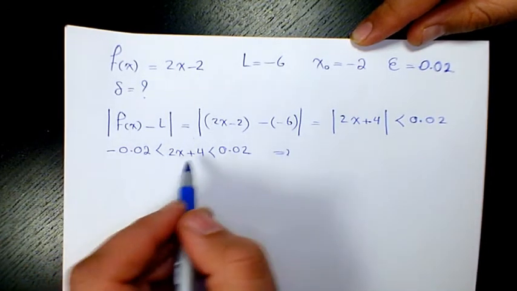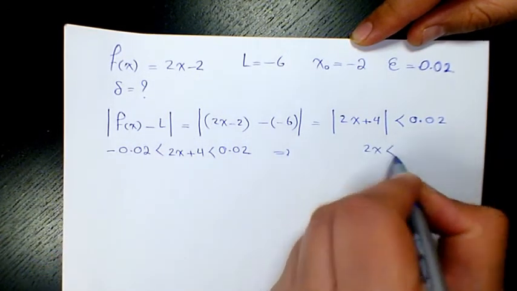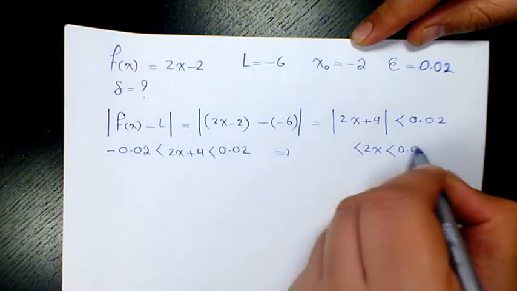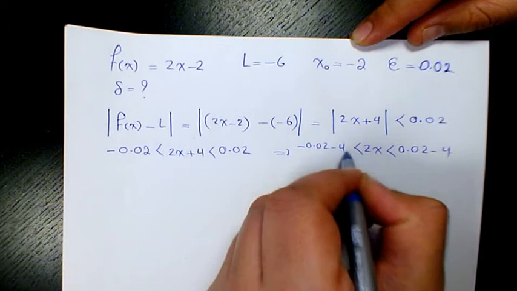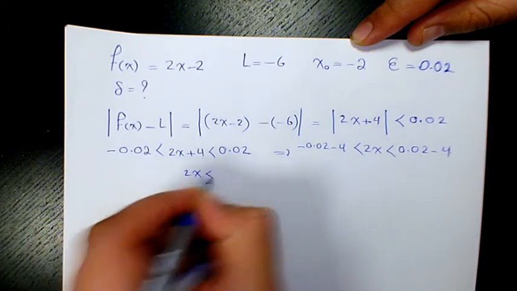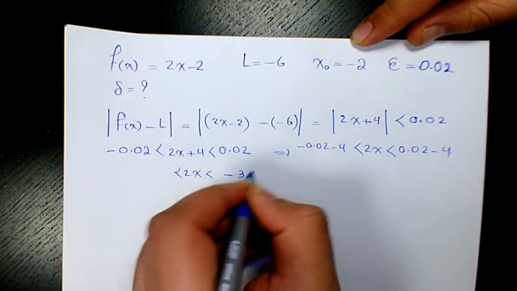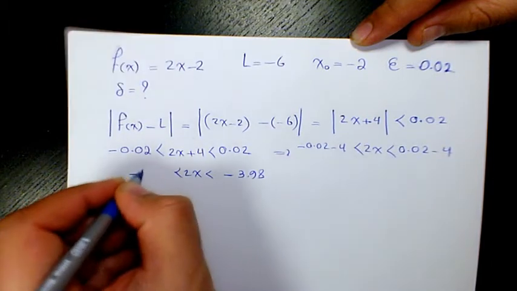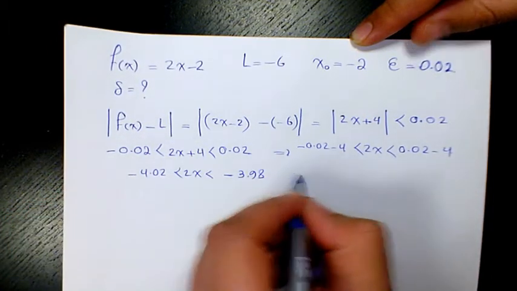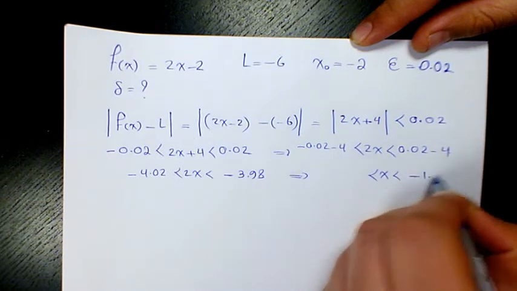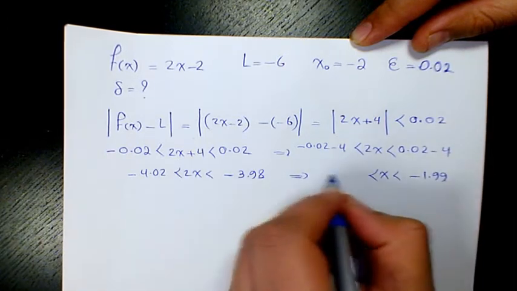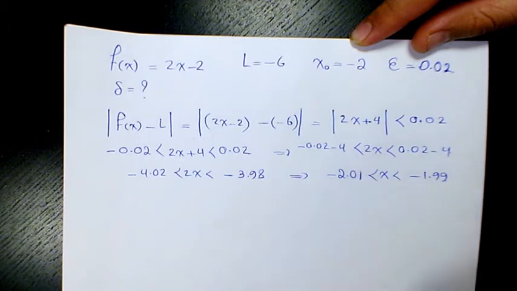And then we try to isolate x. 2x is between negative 0.02 minus 4 and 0.02 minus 4, which will be negative 4.02 and negative 3.98. When you divide by 2, that's going to be negative 2.01 on one side, and negative 1.99 on the other.